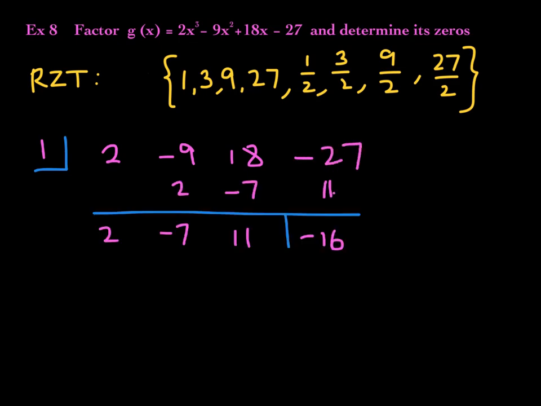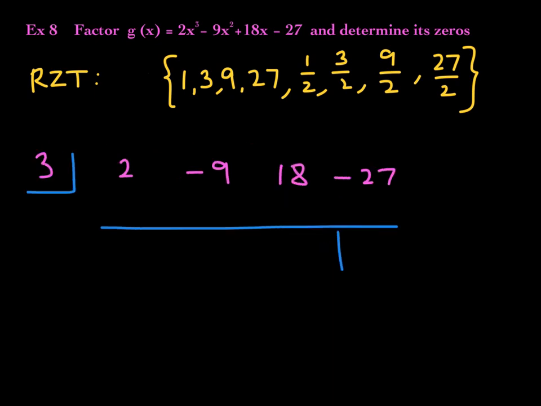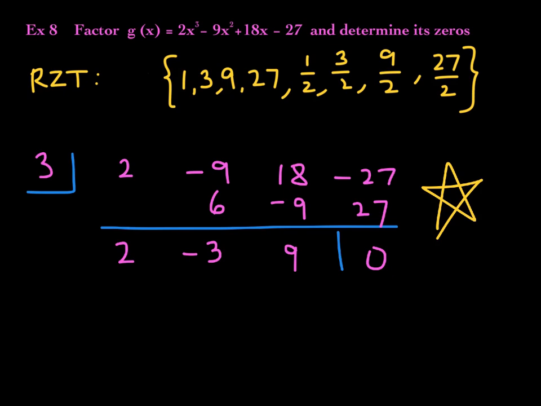Now positive 1 did not work, so I'm going to move on to the number 3. Okay, I have it all set up to check 3. Now I will check this using synthetic division. And we have a winner. So 3 is a 0. That means x minus 3 is a factor. And this is by the factor theorem.